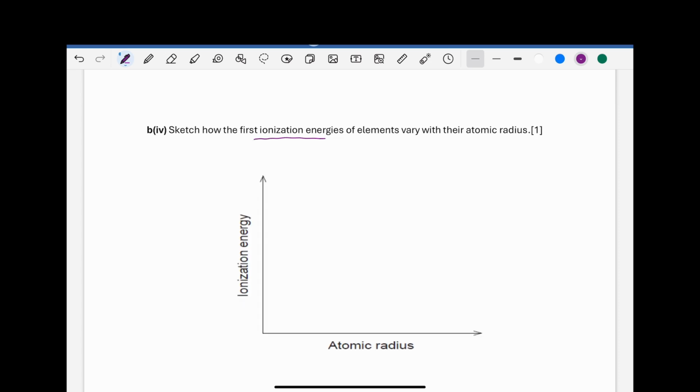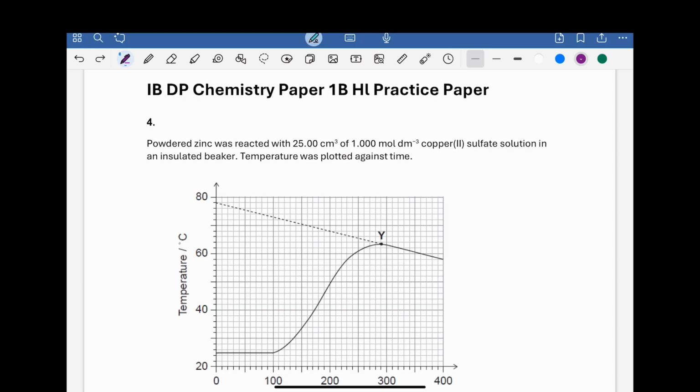4. Sketch how the first ionization energies of elements vary with the atomic radius. Atomic radius increases going down the group and ionization energy decreases going down the group. So the graph should look like this.